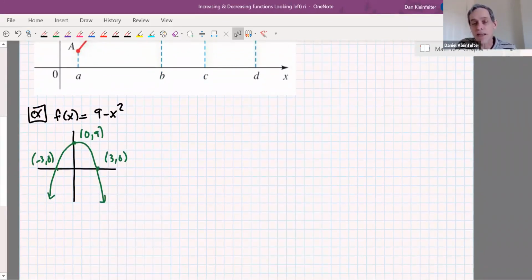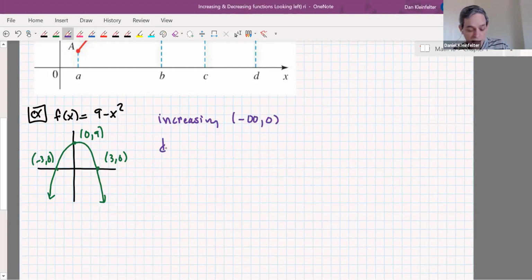We have the graph of 9 minus x squared, which is a parabola that opens downward. It has its vertex at the point (0, 9), and it has a couple of x-intercepts at (-3, 0) and (3, 0). Okay, so taking a look at this one, if we wanted to know where it was increasing and decreasing, it's increasing on the interval from negative infinity to 0, and then decreasing afterwards from 0 to infinity. Okay, again, it's important to remember that you're looking at the function from left to right.